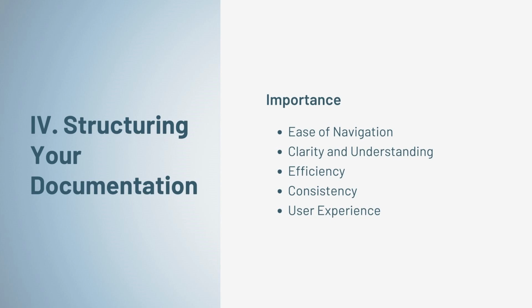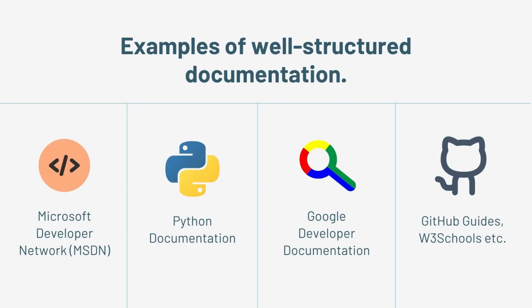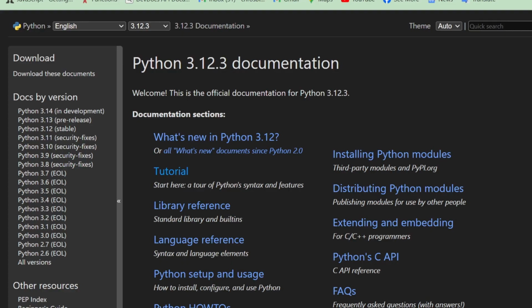So I'm going to take you through some examples of well-structured documentation. As you can see, there is Microsoft Developer Network, Python documentation, Google Developer documentation, GitHub guides, W3Schools, etc. So let's go to the Python documentation and see how their documentation is structured. Now we are here in the Python 3 documentation, and you can see this is the structure of their documentation. There is What's New in Python, there is the tutorial, there is the library reference, installing Python modules, all that is a structure.